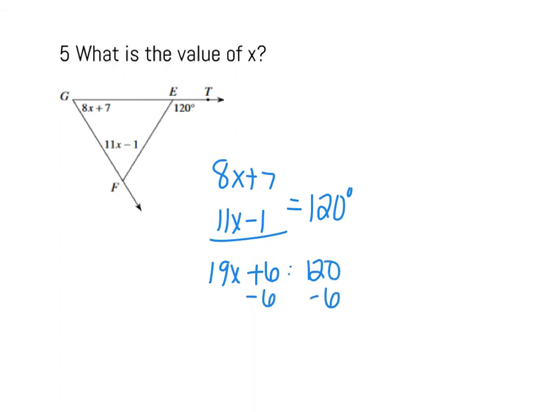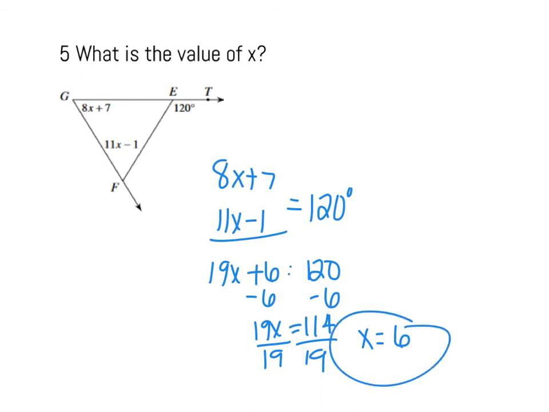Subtract 6 from both sides, and I'm left with 19x equals 114. Divide by 19, and I get x equals 6. Go back to the question. The question says, what is the value of x? And I've solved that, so I'm done. X equals 6.